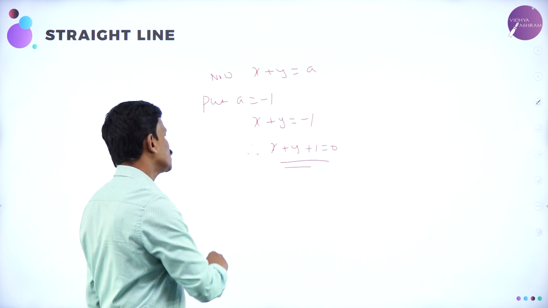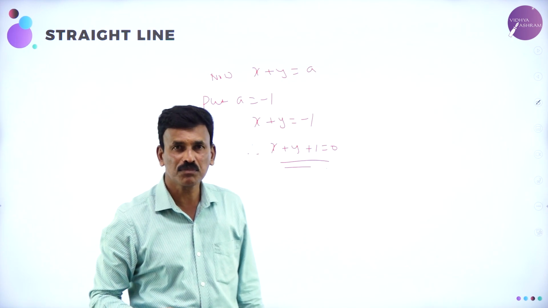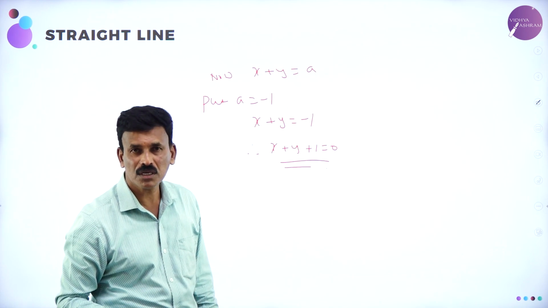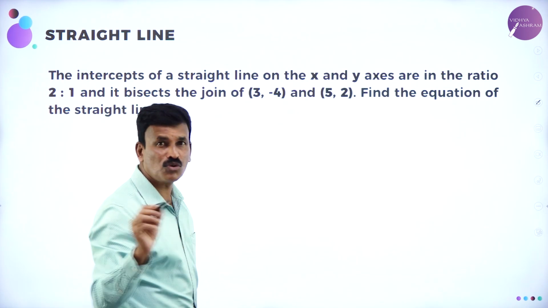Transfer minus 1 to the left hand side. You will get x plus y plus 1 is equal to 0, which is the required answer. That's it. The required equation of the line. Hope you followed. Now let us move on to the next problem.